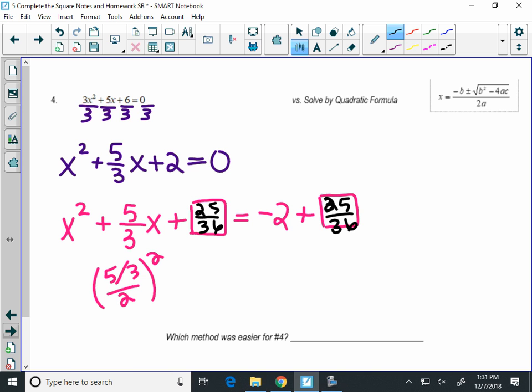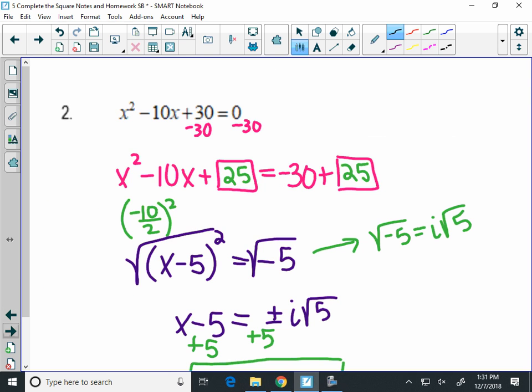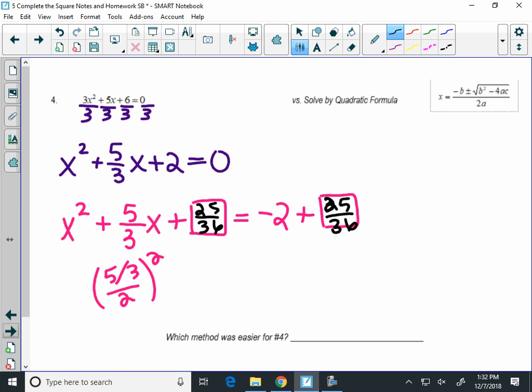What do you notice? The very first problem we did, was the middle number even or odd? Even. The next problem, middle number even or odd? Even. The next problem? Even. This one here? Even, right? Now, complete the square seemed to work okay when the middle number was even, because an even number divided by 2 always gives you an even number. Well, this one had an odd number in the middle. That didn't work so well, right?